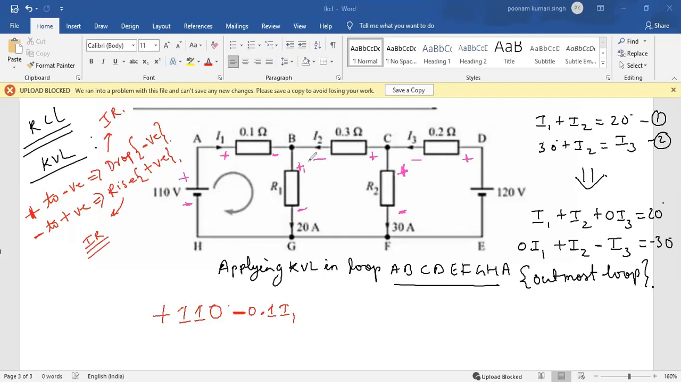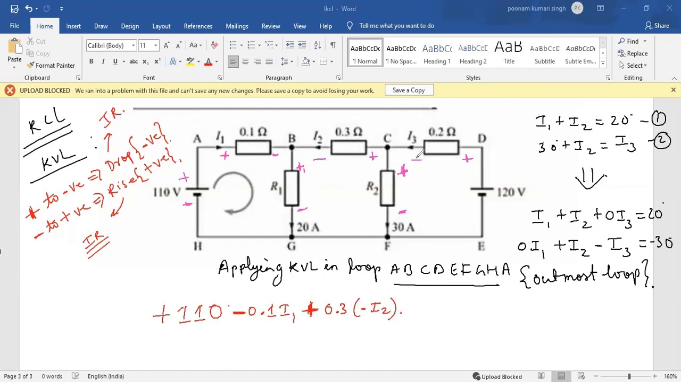What about this? I am going from minus to plus. So minus to plus is what, students? Minus to plus is rise. But rise is associated with a plus sign. But the direction of current is opposite. So when I am talking about IR for this particular resistor, I'll write 0.3 into I. But the current direction is opposite to your movement. You are moving in a clockwise direction, but the current is coming in an anti-clockwise direction. So it will be 0.3 multiplied by minus I2.